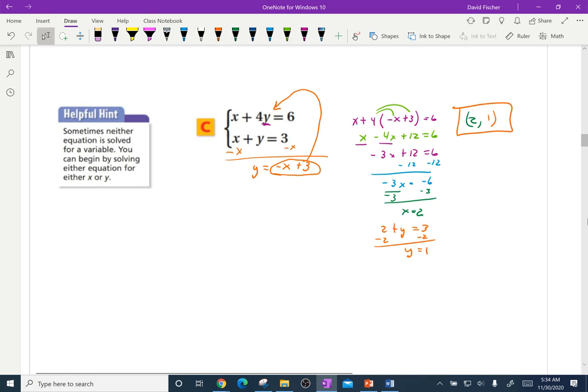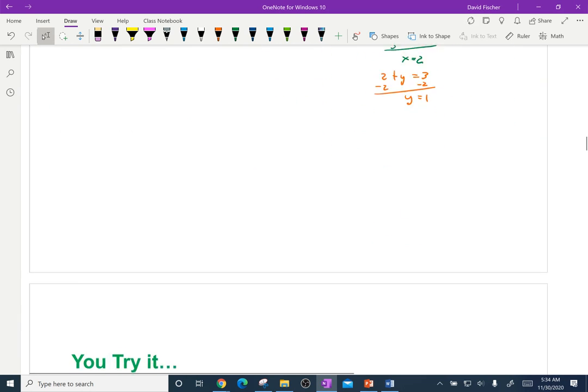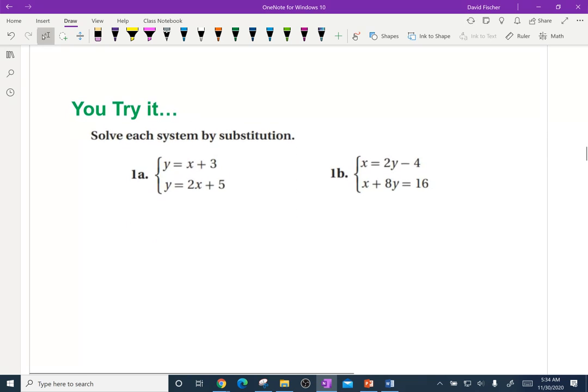Okay? All right, you have a try it now, so give it a shot. Pause your video. You have two of them. One where the y is already by itself, so it'd be smart to put this 2x plus 5 up there where that y is. And then over here, I got an x by itself, so this one isn't going to be so bad. Take this whole amount, plug it in for the x on that equation.